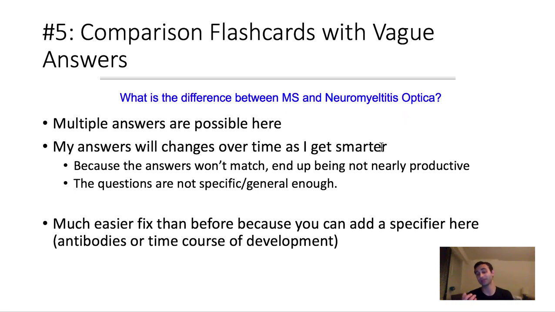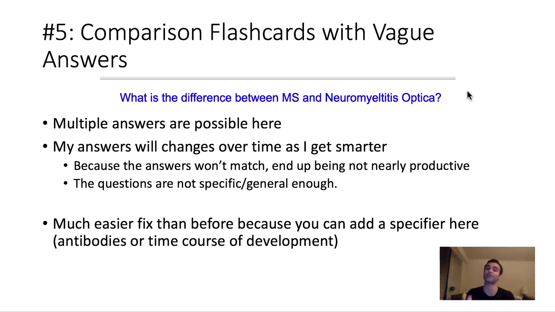Here, I think the main thing that I was going for was that neuromyelitis optica has an anti-aquaporin 4 antibody that's associated with it. So one thing I might want to add is to fix it by saying, what is the difference between MS and neuromyelitis optica in terms of immunologic findings or antibody findings? By adding that specifier in, I can have a good answer and make this flashcard go from a bad flashcard to an actually pretty useful flashcard. Because one of the biggest differences is this anti-aquaporin 4 finding.